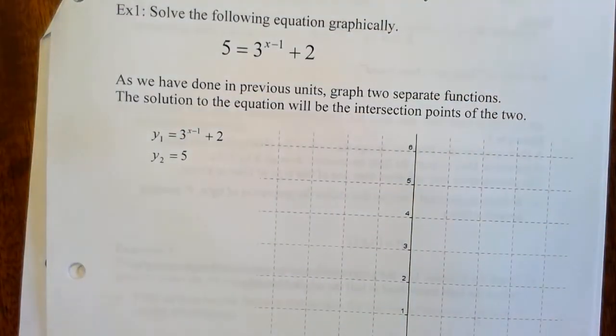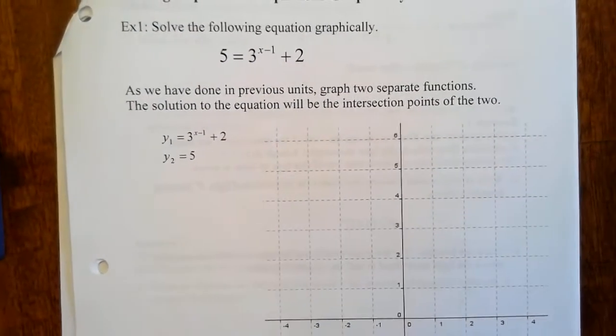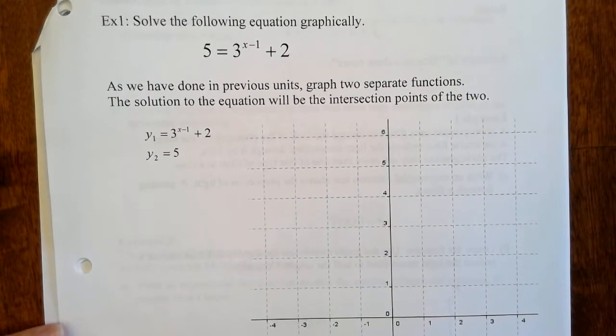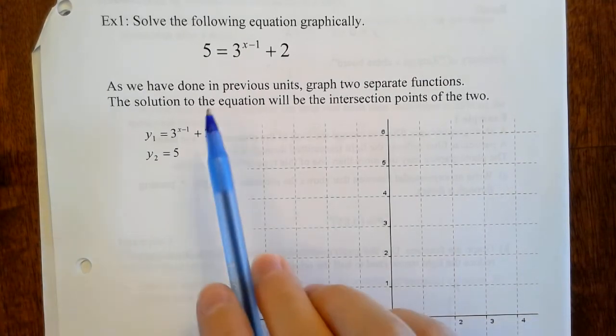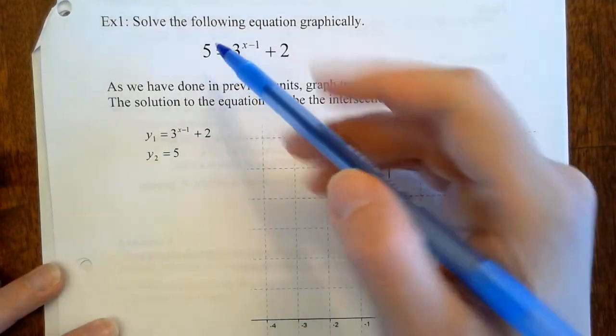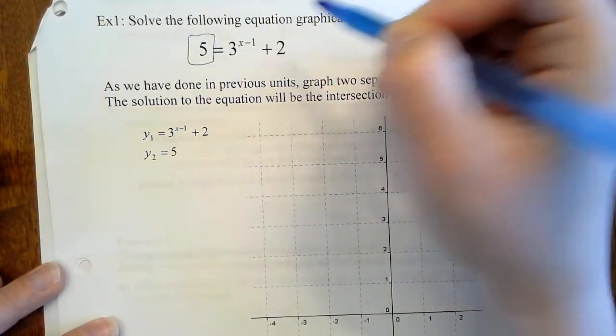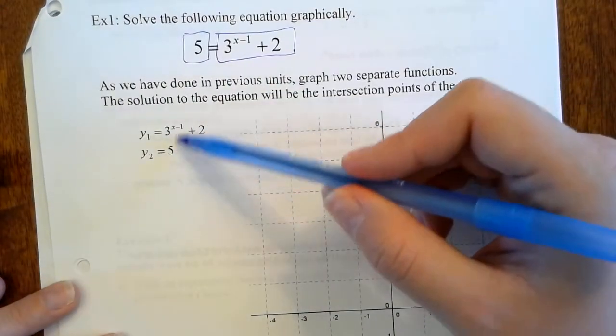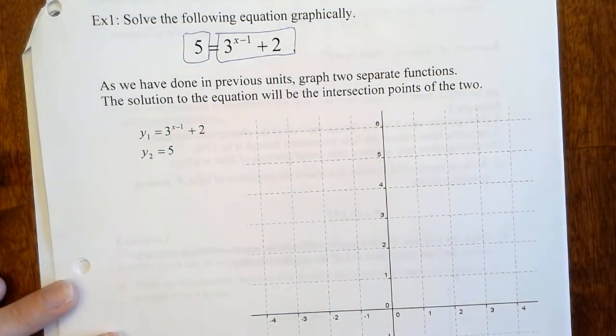Alrighty, one more. We're going to graph it now, just to bring it full circle with what we've done in the past. Solve the following equation graphically. As we have done in the previous units, we're going to graph two separate functions, and then we will find the intersection of the two. So here is one function on the left, here is the other function on the right, and that's just stated exactly down here.